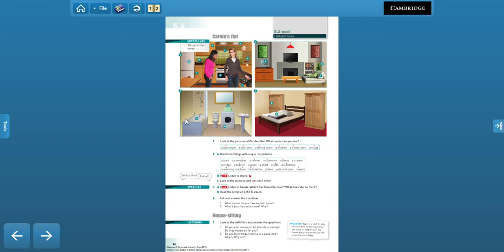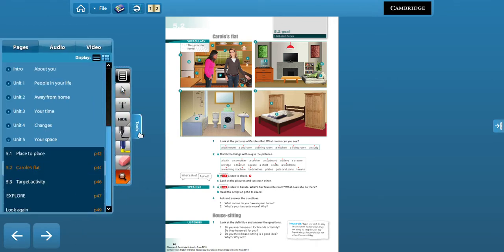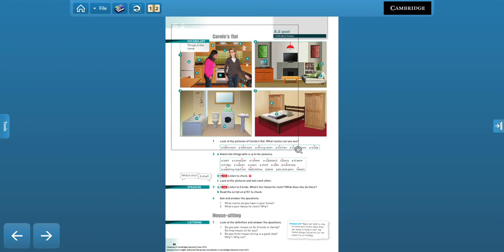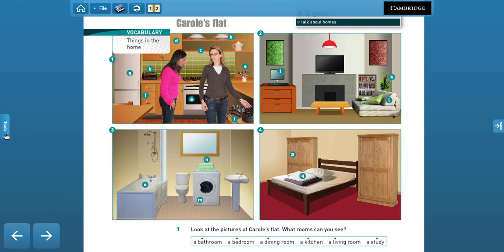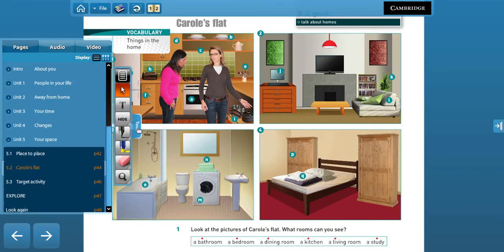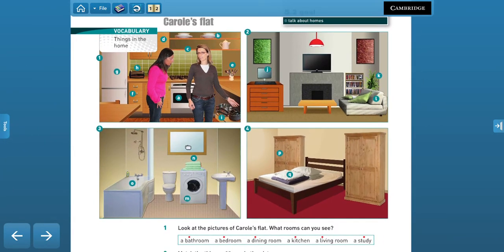In this video we're going to be doing the second part of unit number 5, and we're going to be talking about homes and things in a home. So the first exercise that we have here is a matching activity to learn some vocabulary about things in a home. So here we have Carol's flat.